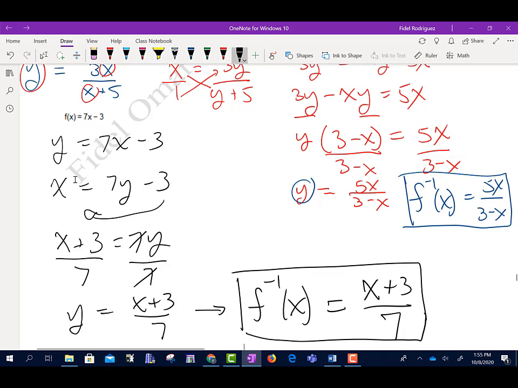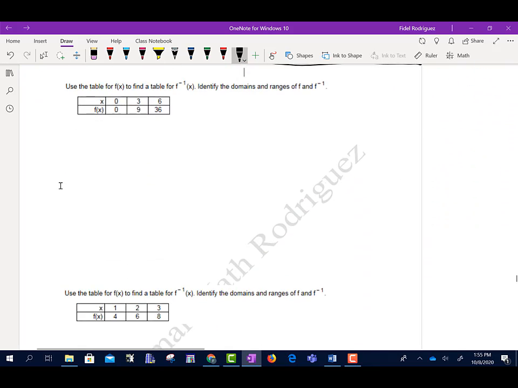All right. I'm going to keep scrolling down here. And it says, use a table for f of x to find a table for f inverse of x. Find or identify the domains and ranges of f and f inverse. Okay, so you know what? Since we're here, the domain of f is going to be the set of the numbers 0, 3, and 6. And the range of f will be the numbers 0, 9, and 36.